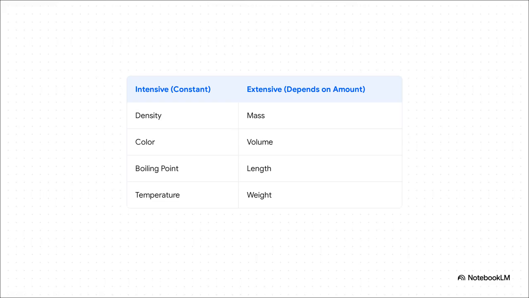Think about it. Water boils at 100 degrees Celsius, right? It doesn't matter if you have a tiny teacup or an entire ocean. That temperature is the same. That's an intensive property. But the mass, the volume, of course that's going to change depending on how much water you have. That makes it extensive.